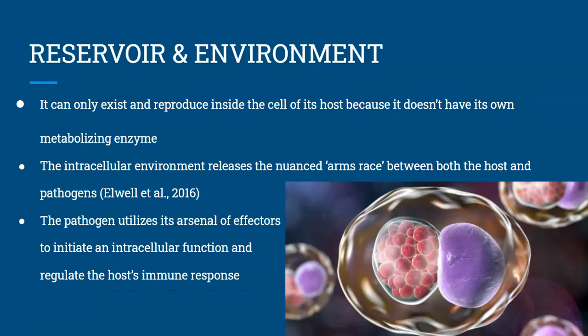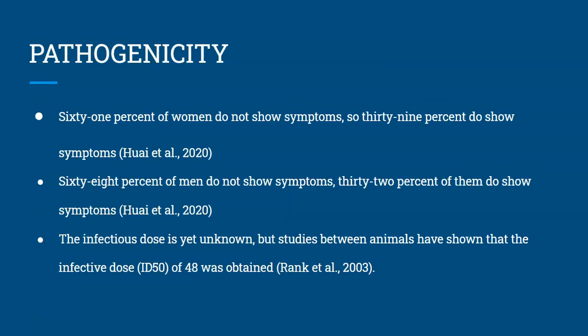So, the environment of Chlamydia trachomatis. It can only exist and reproduce inside the cell of its host because it doesn't have its own metabolizing enzymes. The intracellular environment creates an arms race between both the host and pathogens. The pathogen utilizes its arsenal of effectors to initiate an intracellular function and regulate the host immune response.